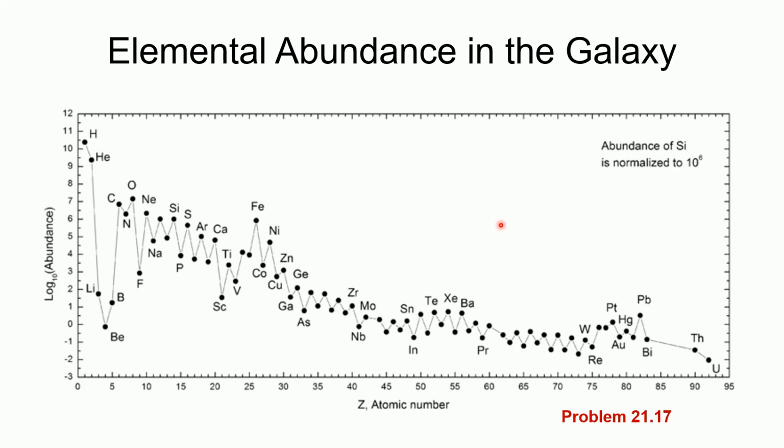And then finally here, we've got the elemental abundance in the galaxy. Let me explain here. It's all normalized to silicon at 10 to the 6. So if you do log base 10 of 10 to the 6, that gives you 6. So if you come across 6, there's silicon. Since this is a log scale on the y-axis, if you go up 1 unit, that means there's 10 times as much. So silicon versus, what's right next to silicon? Aluminum. There is 10 times as much silicon in our galaxy as there is aluminum. And that's what that means.